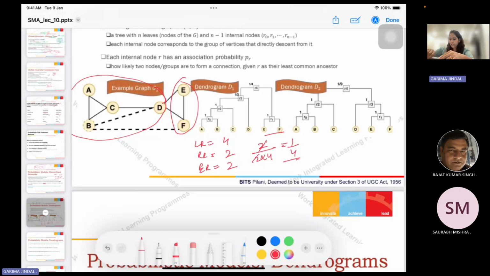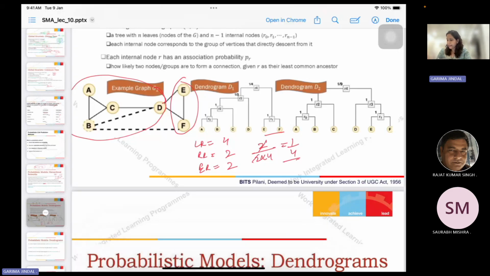In this way, you can calculate the probability of each internal node. Now understand that you have these multiple dendrograms, and for each of them you identify the probability of the internal nodes. What was our original aim when we started this algorithm? Our aim was to predict the edges. But how, using these probabilities, can we predict the edges? Let's try to understand that.